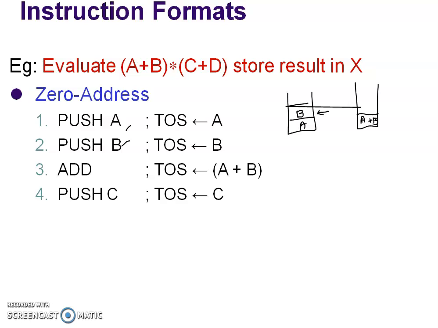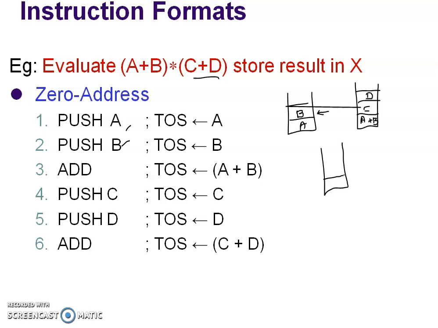Then what you need to do? Again the C plus D calculation will be done. So what is the instruction that will be written? You need to push C and then push D. Again add will be called. In such a case what happens? The current top of the stack will be added with the previous content. By popping the elements, this addition operation will also be done.